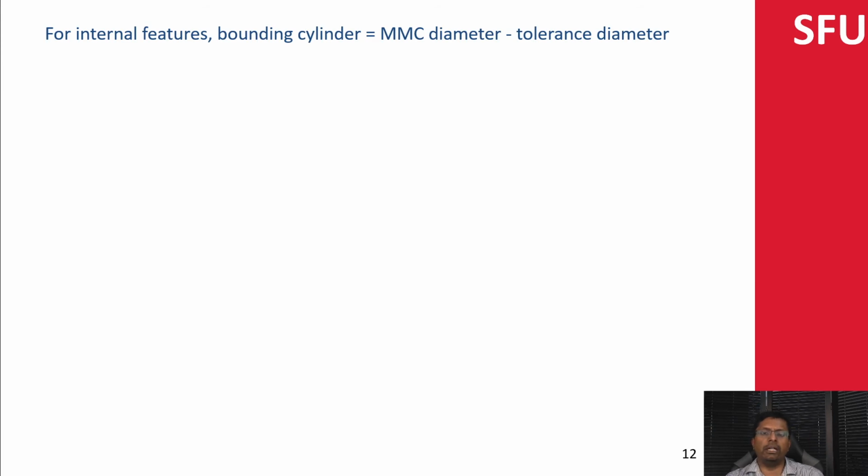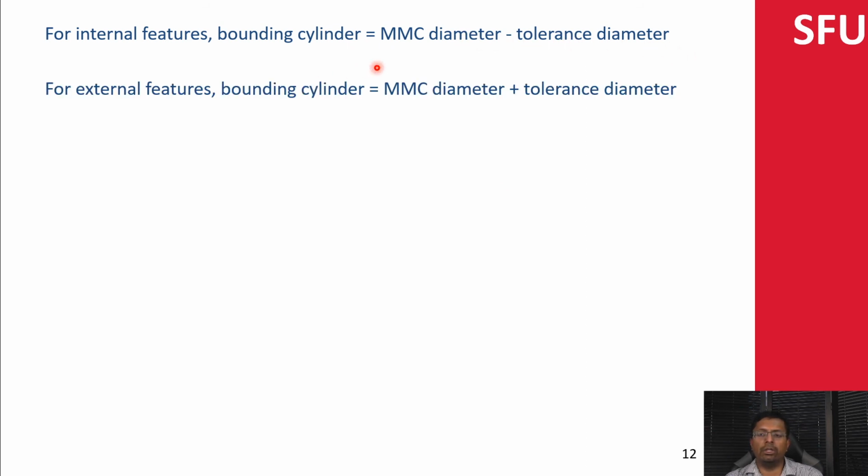So for an internal feature, the bounding cylinder is going to be the MMC diameter minus the tolerance diameter. And for the outer feature, if I'm looking at the outside, that's going to be the MMC diameter plus the tolerance that we have. So if I have an internal and an external feature, I can calculate the bounding box for my internal feature and the bounding box for the external feature, and then make sure the bounding box for the internal feature is always smaller. Then I can ensure that the two parts are going to assemble together.